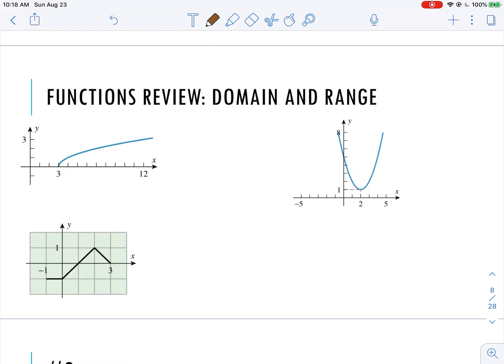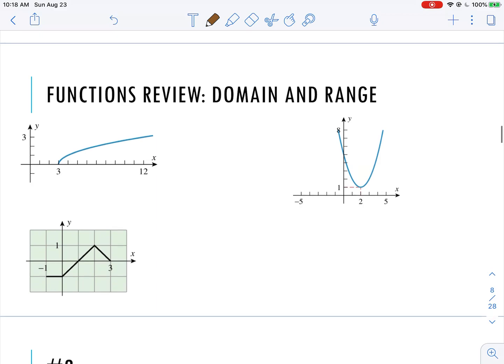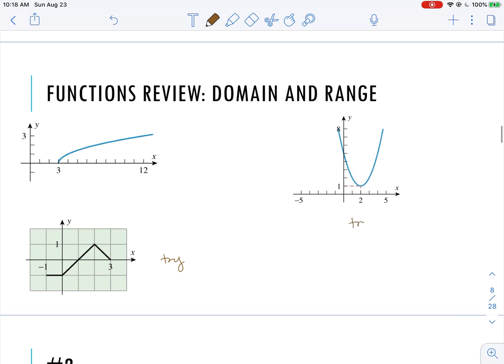We talked about domain and range of functions previously, so you guys can go ahead and see if you can do the domain and range for these two functions. We'll go over that first one together.